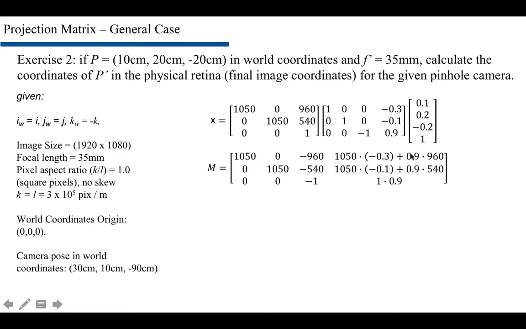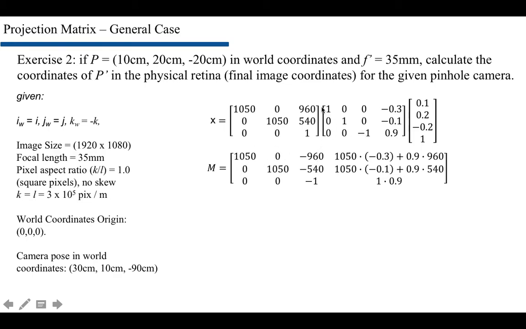Okay, let's do the multiplications. First of all, we will multiply K times this RT matrix, and we'll get the matrix M. It's pretty straightforward. This is exactly the same here.